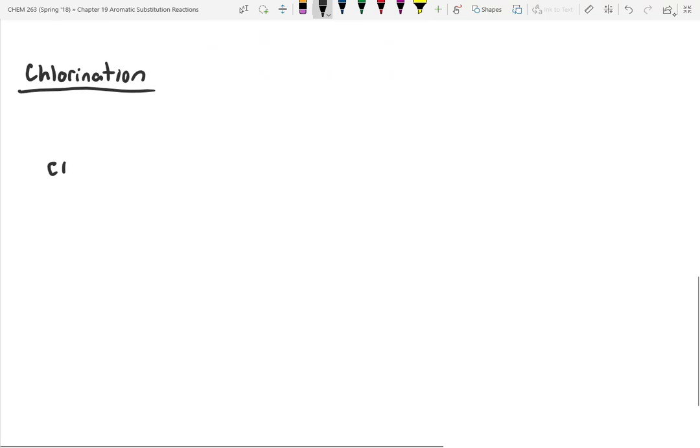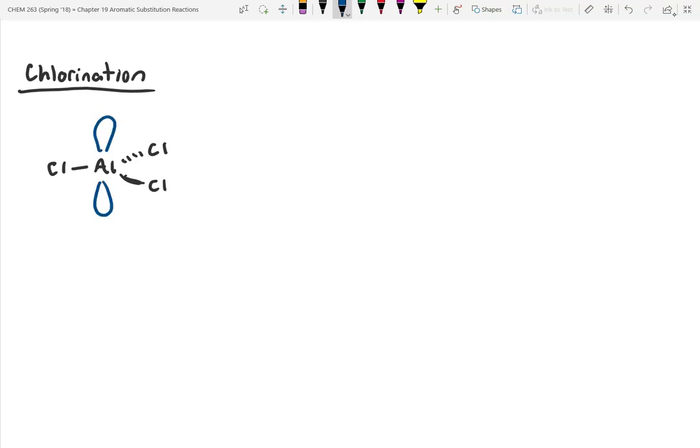And with chlorination, we have aluminum trichloride, which again, is trigonal planar. And just like with the iron tribromide, you're going to have this empty p orbital sticking up and down from the aluminum. And this time you have elemental chlorine around. That's going to be your weak Lewis base. And it's going to donate its electrons to that vacant p orbital sticking up and down through aluminum. And just like before, you form this relatively unstable complex.